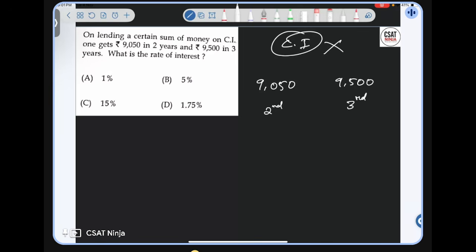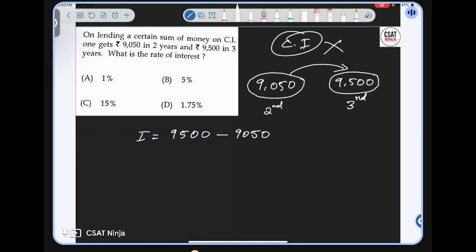Always remember, compound interest for 1 year and simple interest for 1 year are the same thing only, okay? So we are talking about only 1 year here. So we just need to find the rate of interest. I lent out 9,050 rupees and I got the total amount of 9,500 rupees after 1 year. So what will be the interest earned? I got an amount of 9,500 and the principal is 9050.